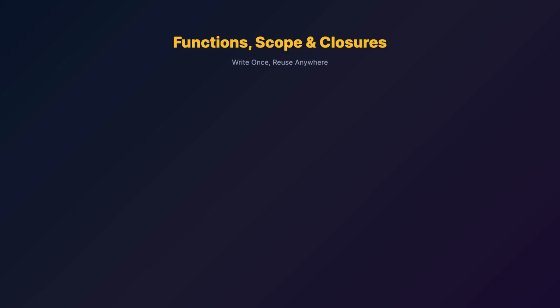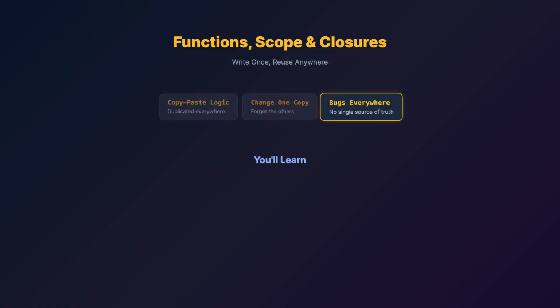You know variables and types. You can store data and make comparisons. But your code is one long script from top to bottom. Every time you need the same logic, you copy and paste it. Change one copy, forget the others. Bugs everywhere. Functions fix this.